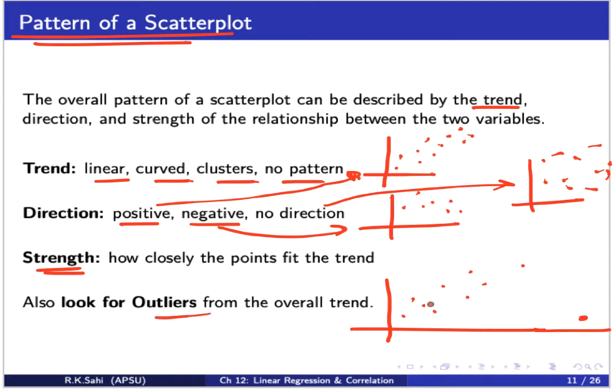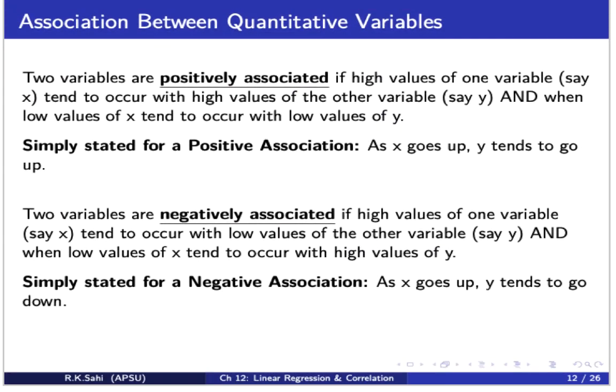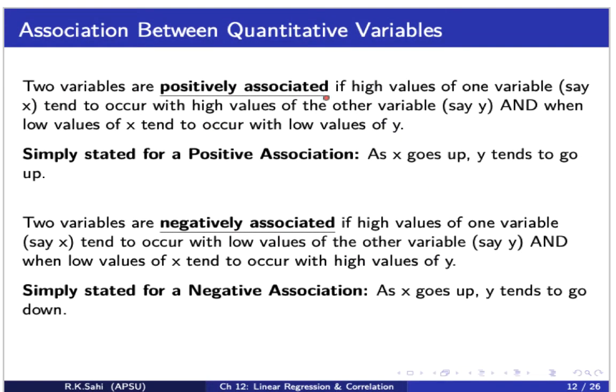Okay, so we have looked at it in terms of pictures, but we're going to put this in words also. We say two variables are positively associated if high values of one variable tend to occur with the high values of the other variable, say y, or the low values of x tend to occur with the low values of y. In other words, positive association is like this. It's like data points are going up. As x goes up, y goes up.